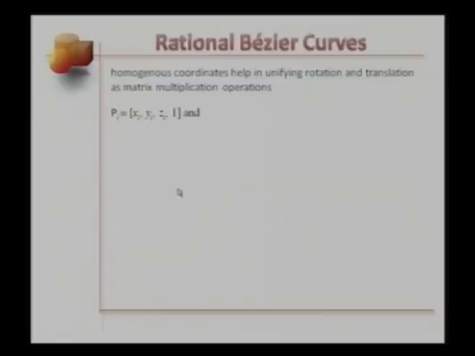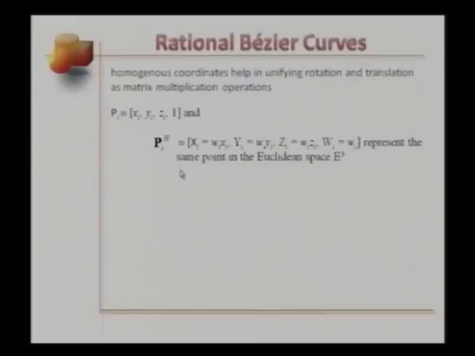Recall that Pi is given by xi, yi, zi, and 1. And if we ignore this one here, x, y, and z with indices i are the Cartesian coordinates of Pi. And Pi super h are the homogeneous coordinates, capital Xi, capital Yi, capital Zi, and capital Wi. Capital Xi is given by Wi times small xi, capital Yi is given by Wi times small yi, capital Zi is Wi times small zi, and capital Wi is small wi. Enough of notations.